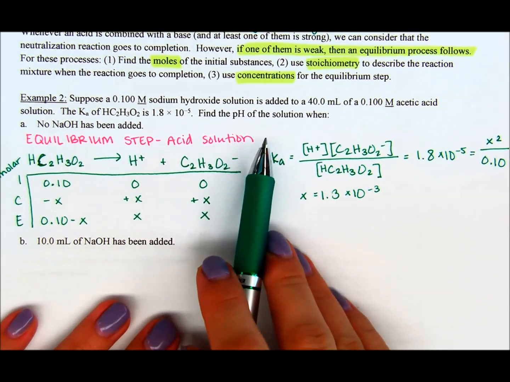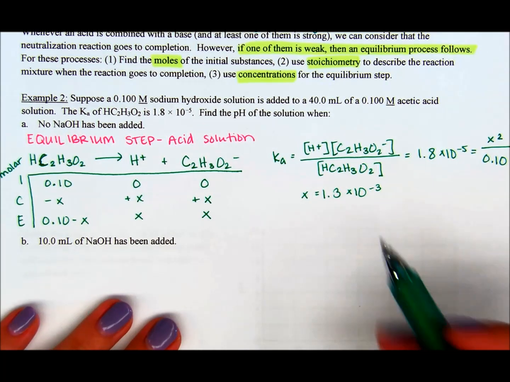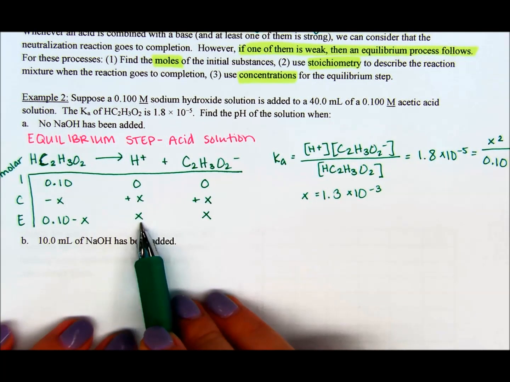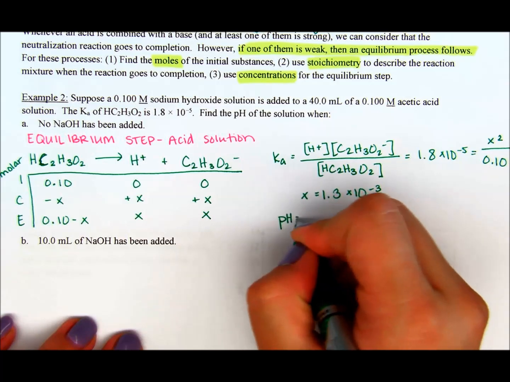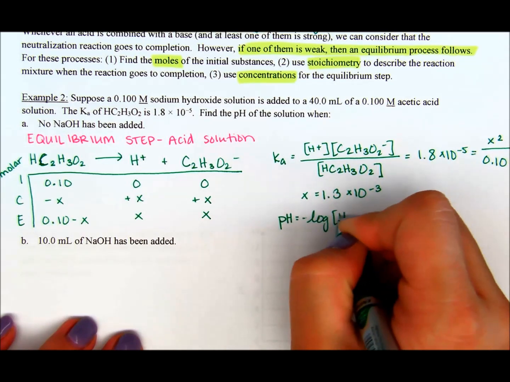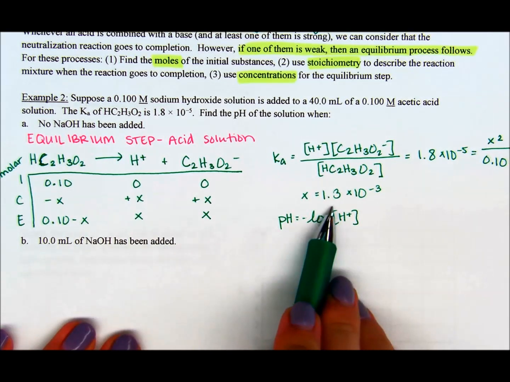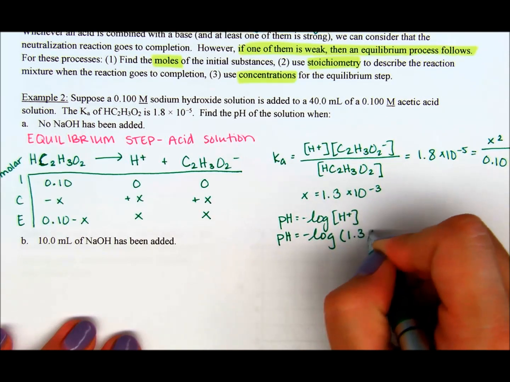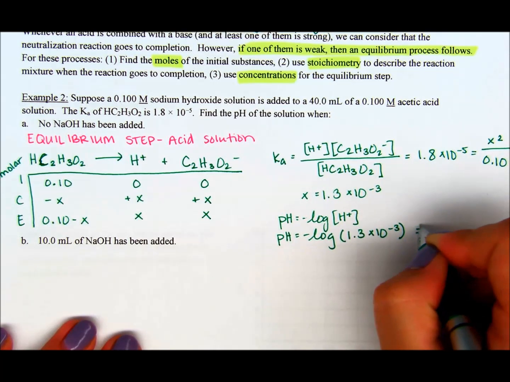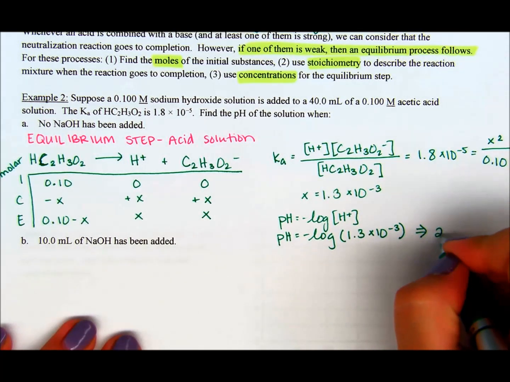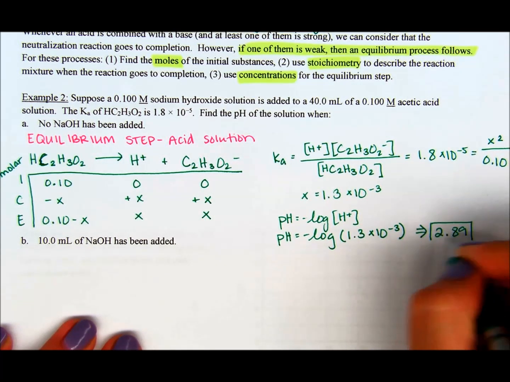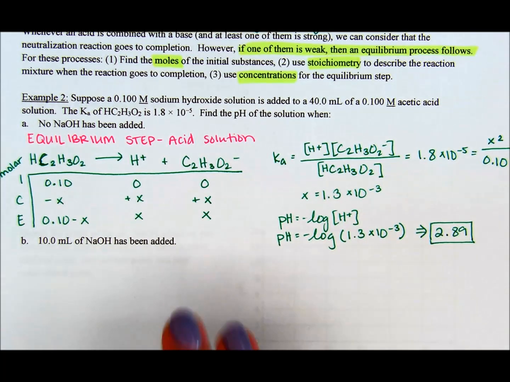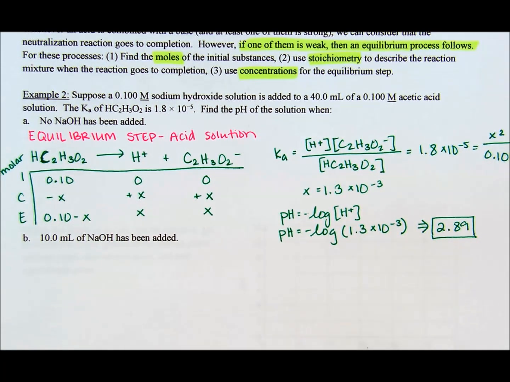But the problem is asking to find the pH. So in all of these we're going to need to find the pH. pH is the negative log of the H plus concentration. And here's our H plus, that's x. So pH equals negative log of 1.3 times 10 to the negative third, which when you plug in, you end up getting 2.89. Okay, so there should be nothing new about this kind of problem. This is just an equilibrium step. No sodium hydroxide has been added at all. Okay, let's see what happens when we do add some sodium hydroxide.